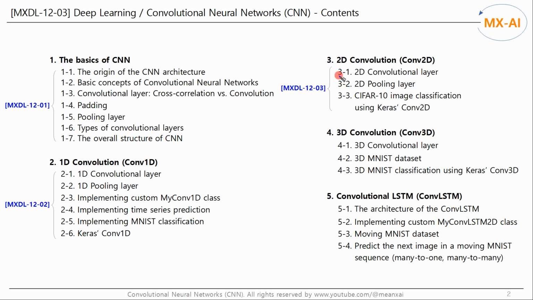So far, we have looked at how the 2D convolutional layer works and applied it to an RGB image classification problem. In the next video, we will look at 3D convolution.